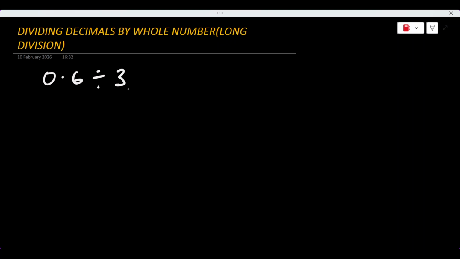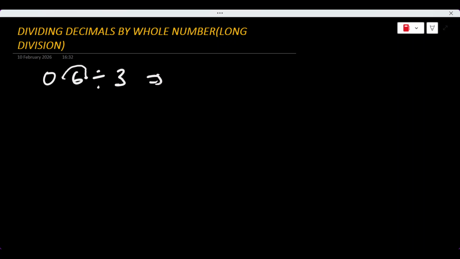Alright, in doing this, the first thing to do is to make the decimal a whole number. Always, this is the first rule you have to understand: in dividing decimals by whole numbers using the long division method, you make the decimal a whole number. And we do this by knowing how many decimal places the decimal has. In this case, it has one decimal place. So you move the decimal point one time to the right to make the decimal a whole number.